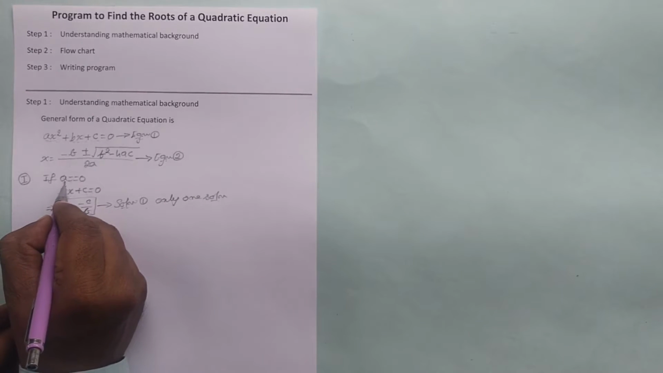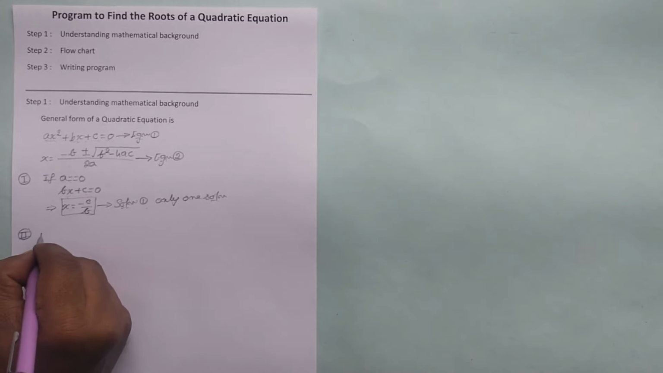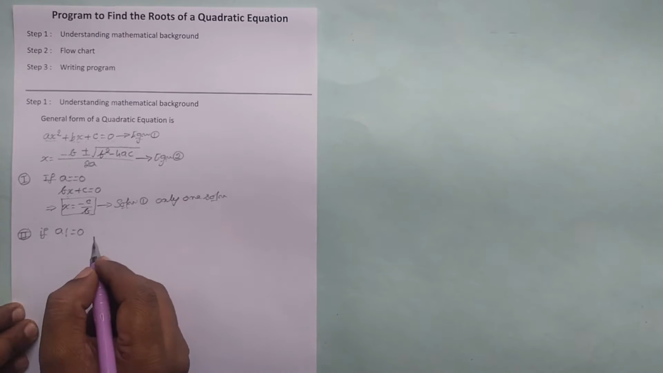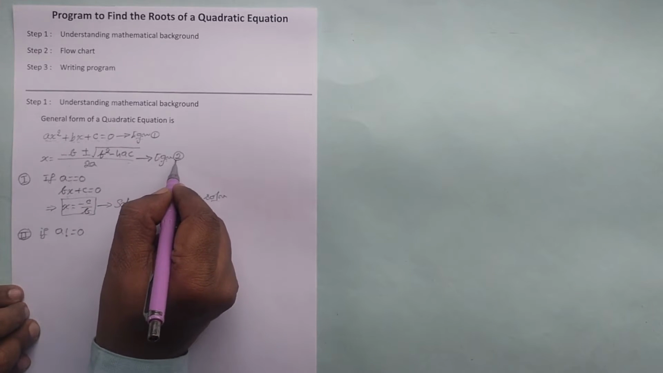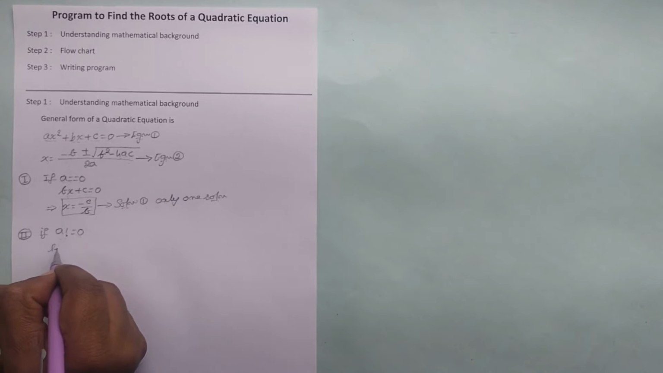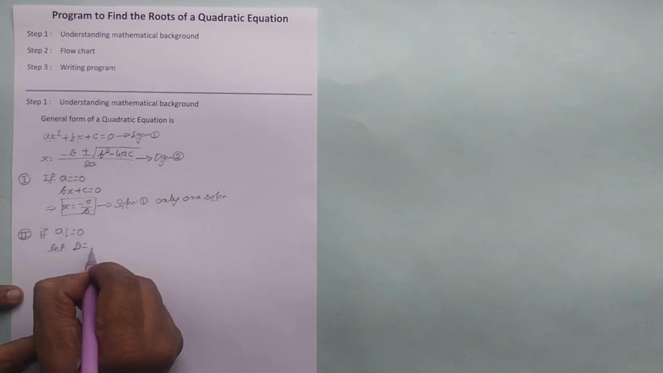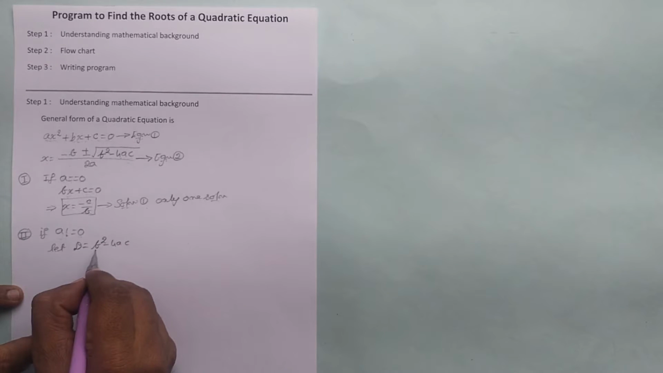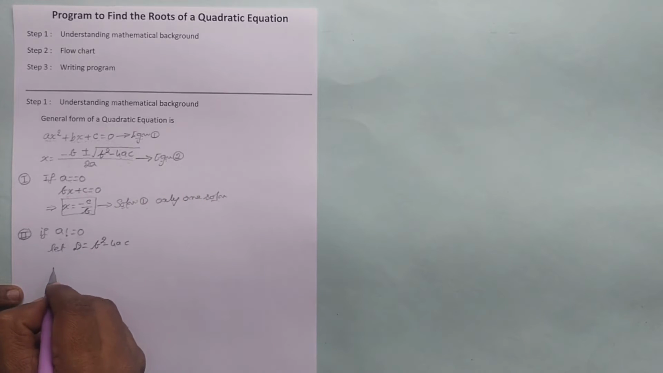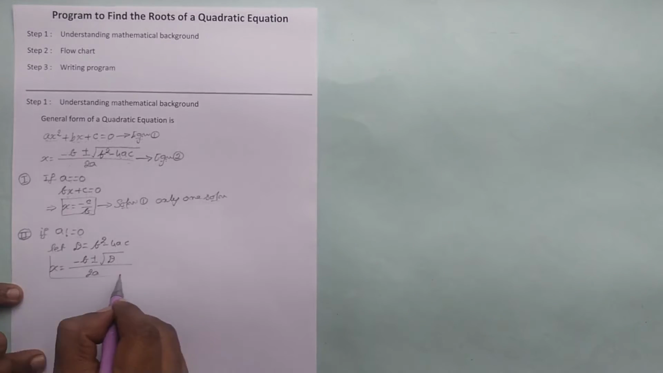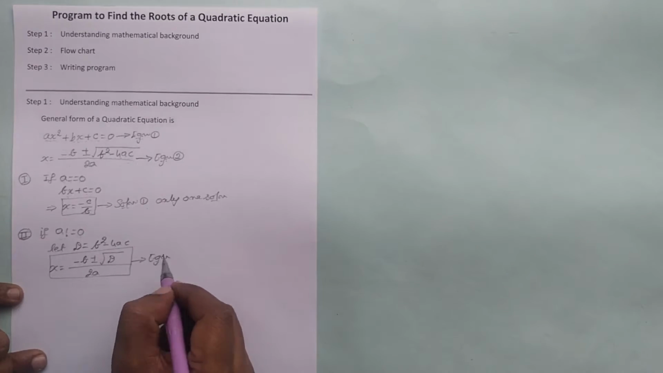Next, let us move on to a is not equal to 0. Second main case: if the value of a is not equal to 0, then we can go for this expression b square minus 4ac, which is called the discriminant. So let capital D be equal to b square minus 4ac. Let us substitute this value in equation number 2. Then equation number 2 becomes x is equal to minus b plus or minus square root of capital D, by 2a. Let us call this expression 3.